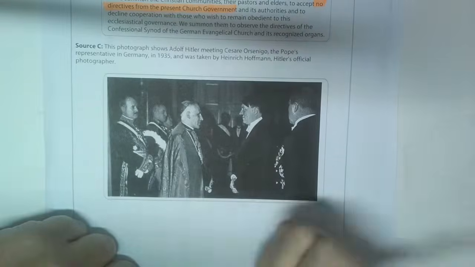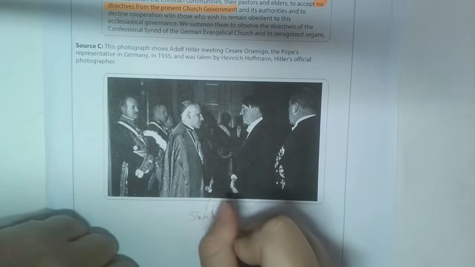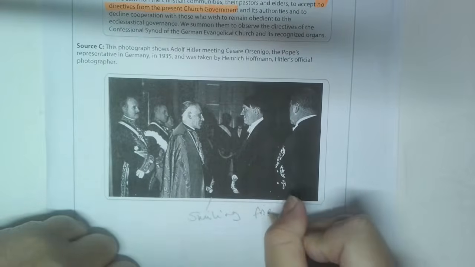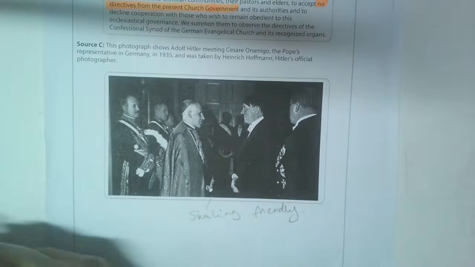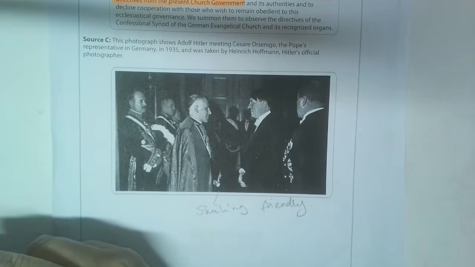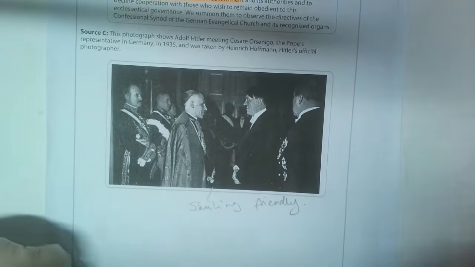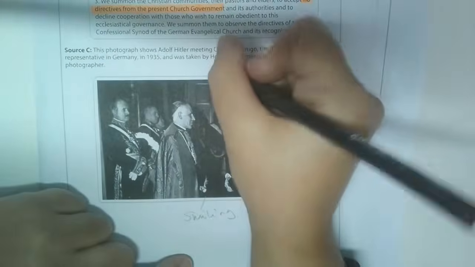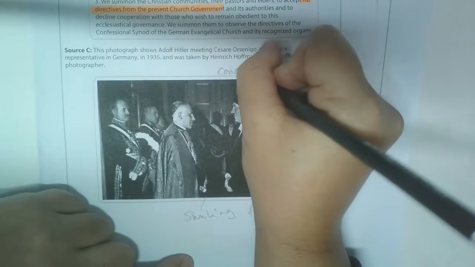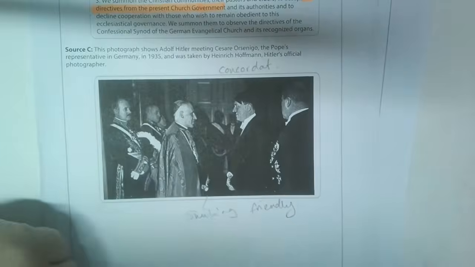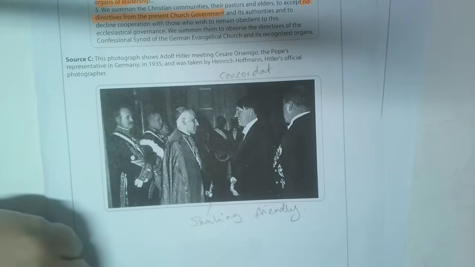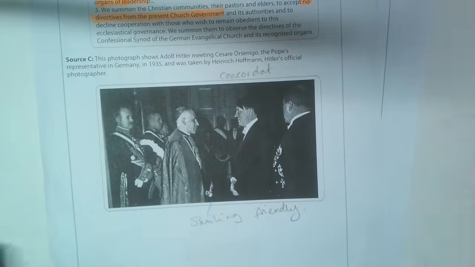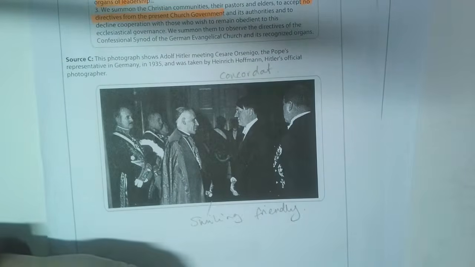So what can we work out from this? They are smiling. They are friendly. It looks like they're doing a deal. They're getting on together. What do we know? We've got some pretty good knowledge, haven't we? We know about the Concordat. Yep, so let's jot that down. What's the Concordat? You know as well as I do that that is an agreement between the Catholic Church and the Nazis, that the Catholic Church wouldn't interfere with the behaviour of the Nazis as long as the Nazis didn't interfere with the behaviour of the Catholic Church.